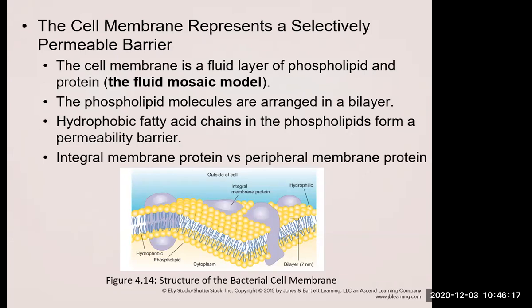So the difference between integral membrane proteins and a peripheral membrane protein is that integral membrane proteins span the bilayer. They're going to go across both layers. Whereas peripheral membrane proteins will not go through both layers. They'll be attached to the head group, or I believe the book says they might even be attached to the outside of an integral membrane protein, but they're not going to span the bilayer. They don't go into the cell. They're only on the outside.